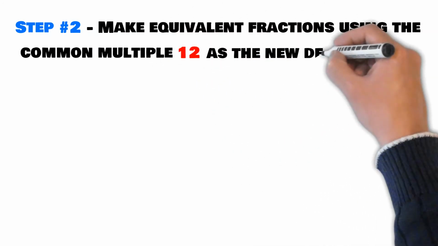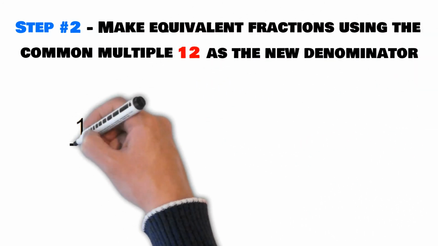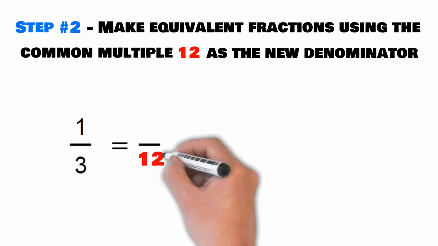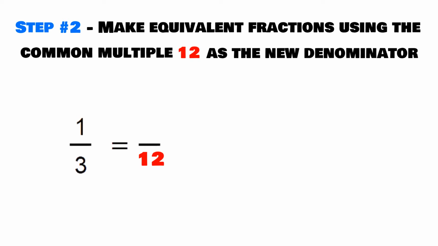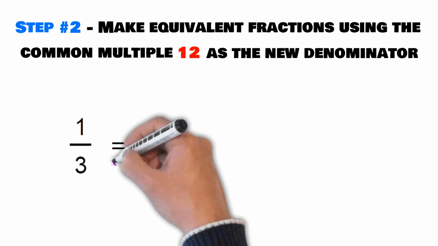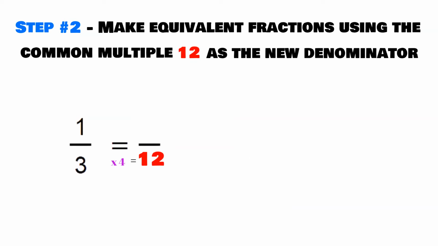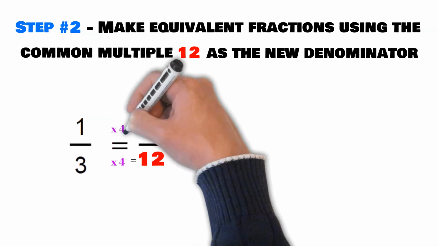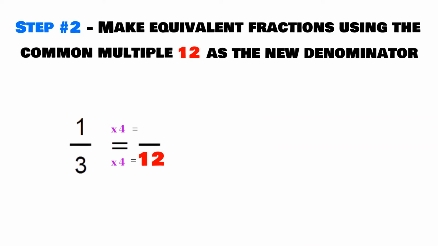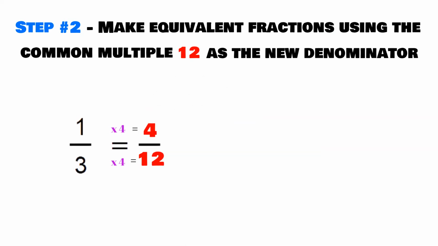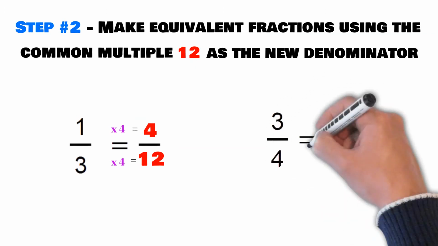So now we are going to make equivalent fractions using the common multiple of 12 as the denominator. To convert the fraction 1/3, you just find out what times 3 equals 12. In this case, it is 4. If we multiply the denominator of the fraction by 4, we have to do the same to the numerator. So 1 times 4 equals 4. That gives us the new fraction 4/12.